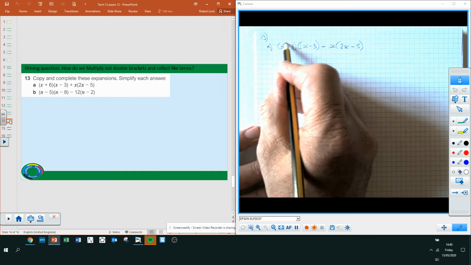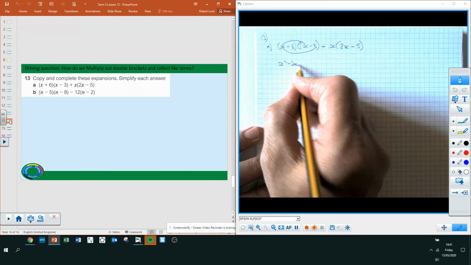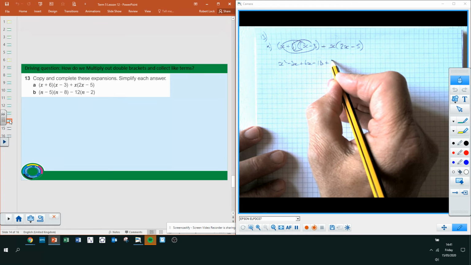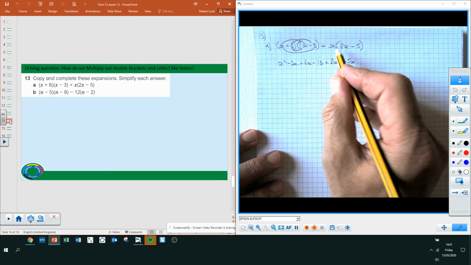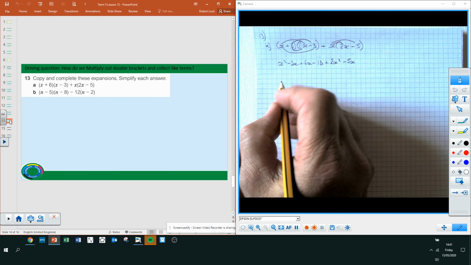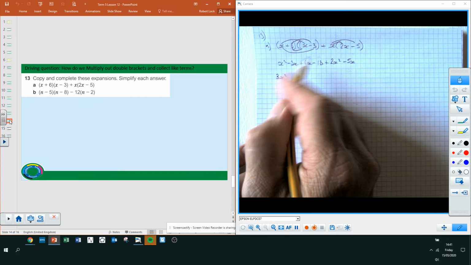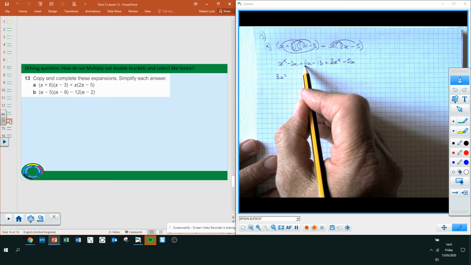So multiply this bracket. x times x, x squared. x times minus 3, x plus 6x, minus 18, plus 2x squared minus 5x. Nothing else to do. Right, so we've done that one and we did that one. So x squared plus 2x squared is 3x squared. Minus 3 add 6 is positive 3.